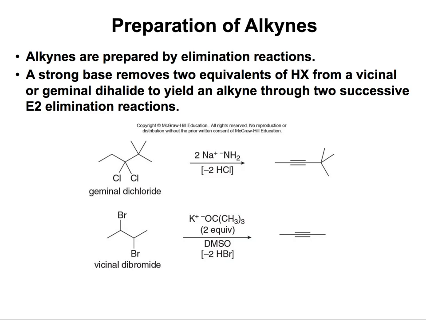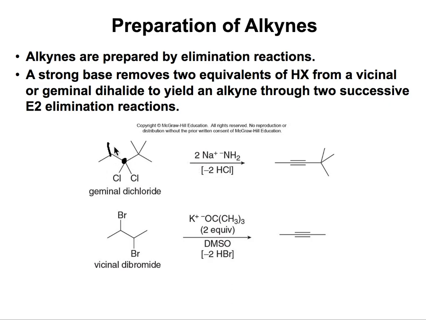Alkynes are prepared via elimination reactions. When using a strong base, we can do two eliminations in a row that will give us the two pi bonds that we need for the triple bond. So for example, if we have a geminal dichloride, geminal means that both chlorines are hanging from the same carbon, and we use a base such as NaNH2. Remember that we have to use two equivalents because there will be two eliminations that are done back to back.